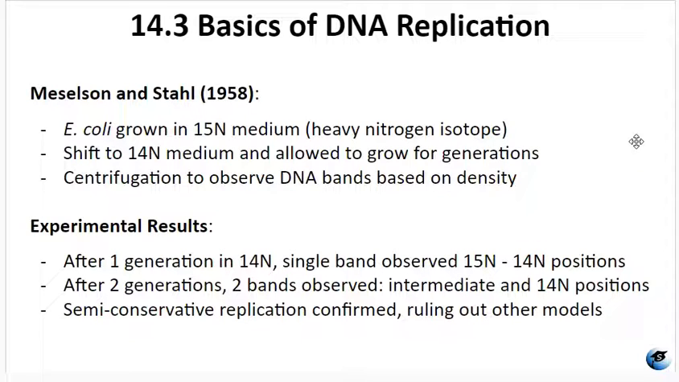What they did is they grew E. coli on a medium that contained a heavy isotope of nitrogen, 15N, and then they transferred it to a medium with the normal isotope, 14N. By isolating and centrifuging the DNA, they observed bands at intermediate positions between 15N and 14N, and this ultimately confirmed that the semi-conservative model was the correct one.